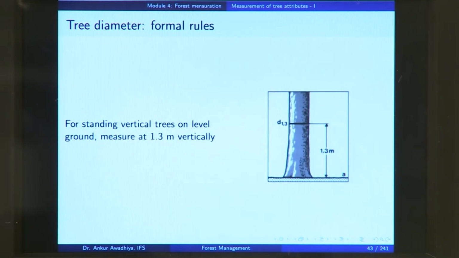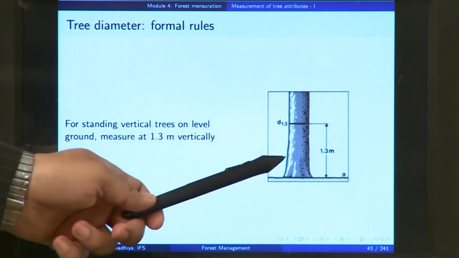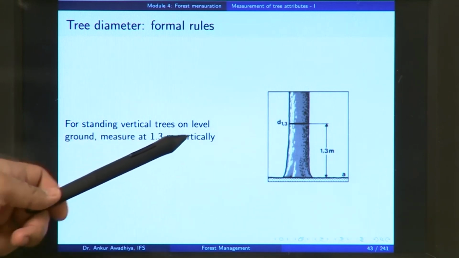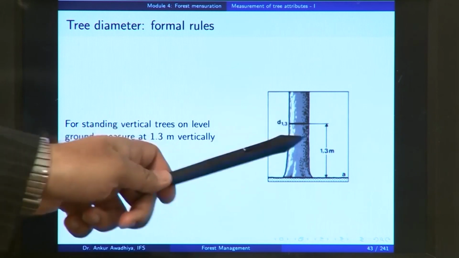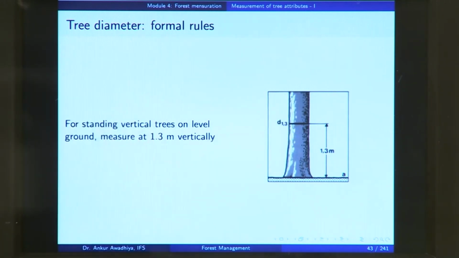Now, trees do not look like a tapering pole in all the cases. You can have trees of different configurations, different forms, and so there are some formal rules that have been devised on how and where to measure the tree diameter. So, for a standing vertical tree on a level ground, you measure it at 1.3 meters vertically. So, this is your breast height, 1.3 meters, and you take the diameter at this height.